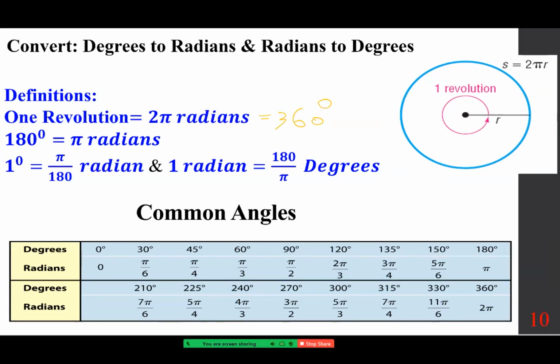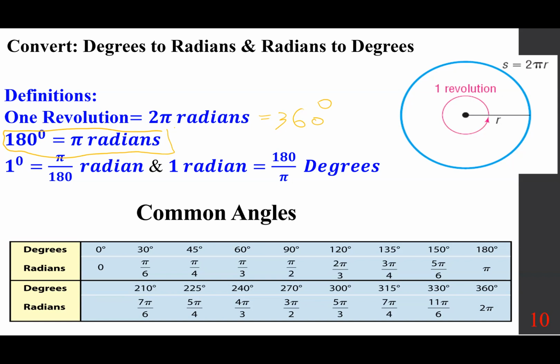Therefore, if we divide by 2, we get 180 degrees being equal to pi radians. And 1 degree, therefore, would be pi divided by 180 radians, and 1 radian would be 180 divided by pi degrees. So I hope it's straightforward as to how we arrive at this.